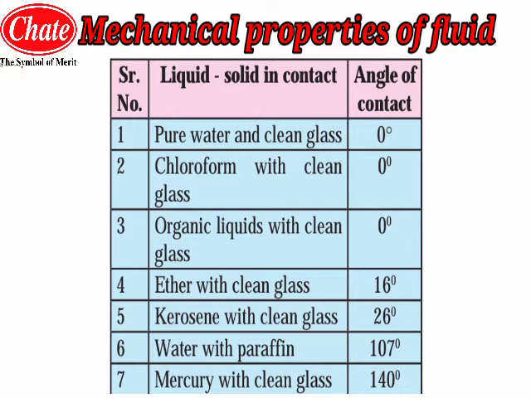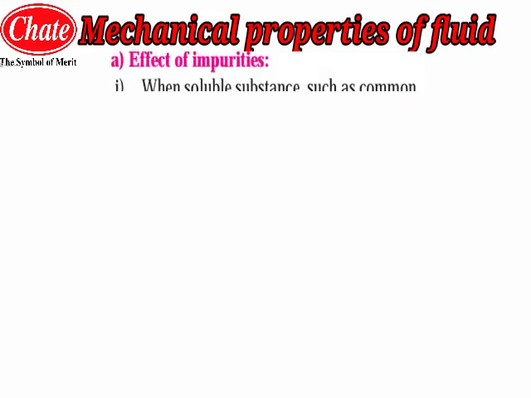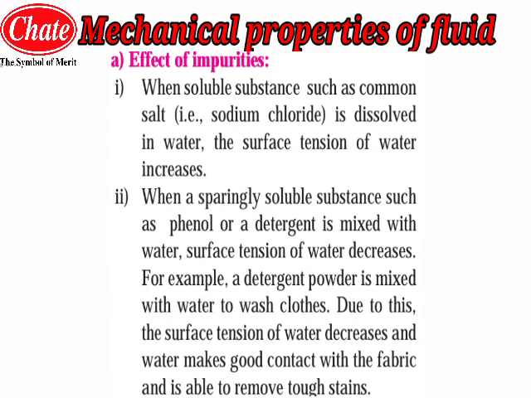And after that, water with paraffin. When water comes in contact with paraffin, the angle of contact between them will be 107 degree, which is higher than the other angles of contact. Now the last one is mercury with clean glass. The mercury makes an angle of contact with clean glass of 140 degree. So these are the few angles that we have discussed, and this table is important when you are solving examples.